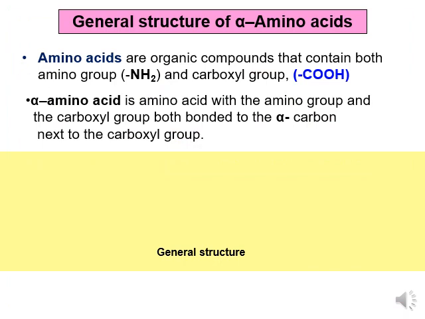So first, what is the general structure of alpha amino acid? Amino acids are organic compounds that contain both amino group NH2 and carboxyl group, which is COOH. Alpha amino acid is amino acid with the amino group and the carboxyl group both bonded to the alpha carbon next to the carboxyl group.